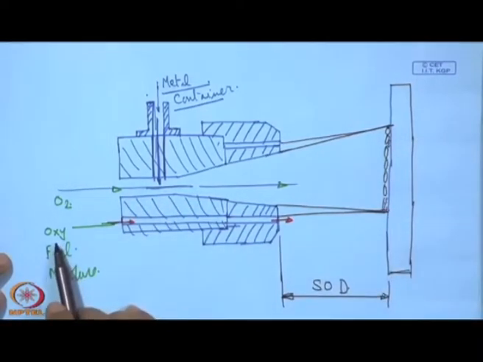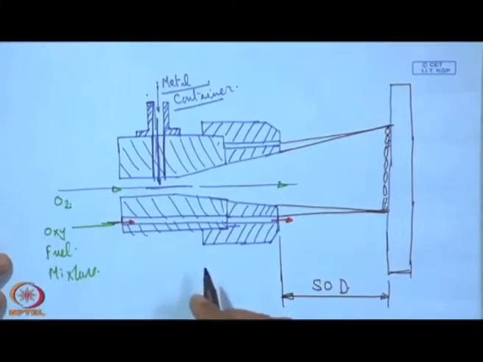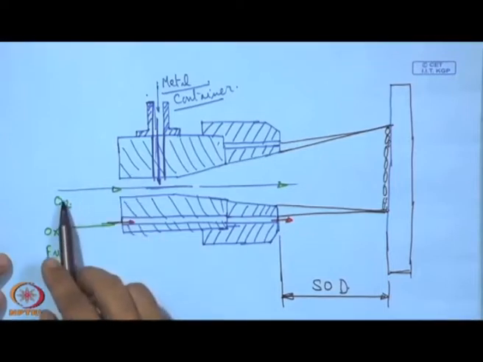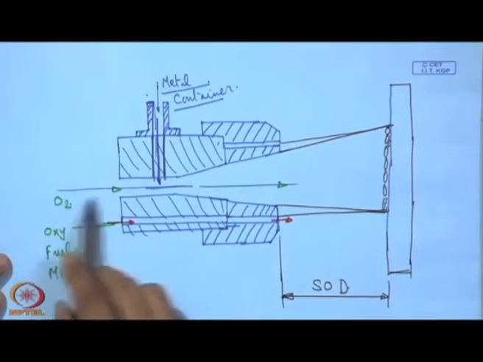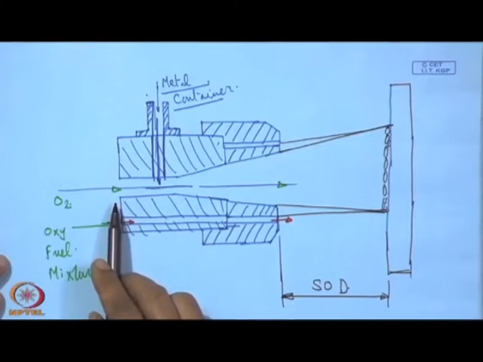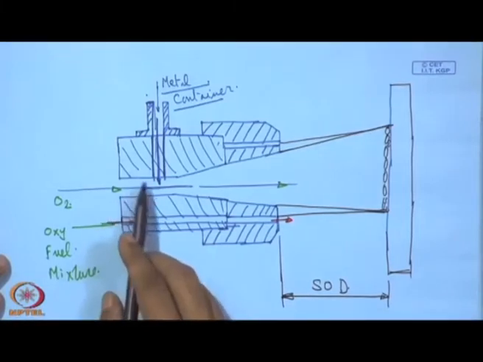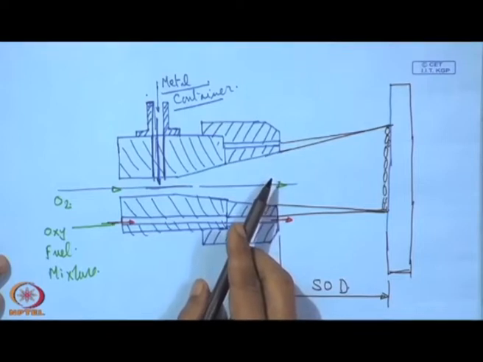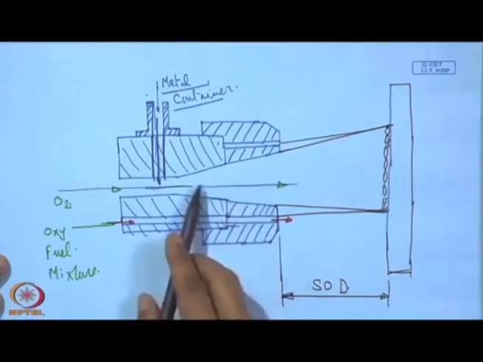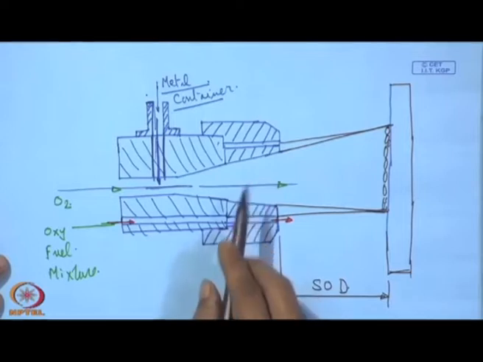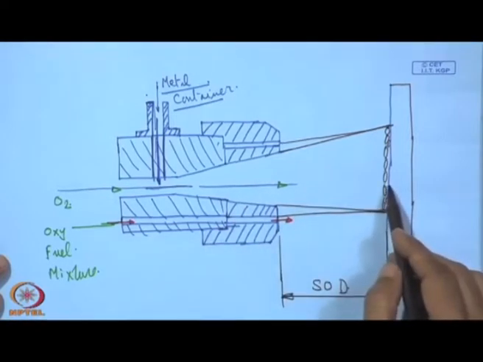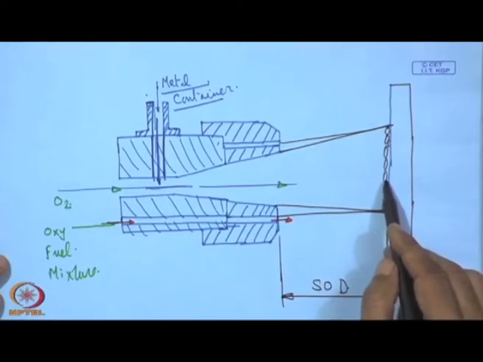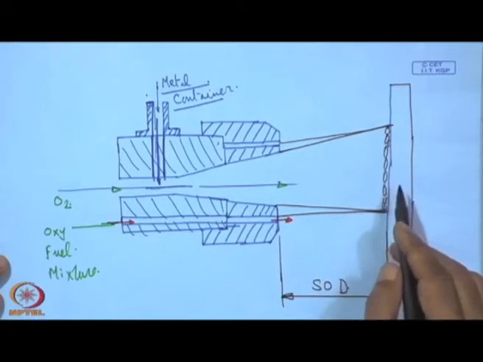That means the combustion of this oxy-fuel mixture generates heat, and the oxygen flowing through the central passage takes this powder to this zone, where it gets molten or semi-molten. With that stream velocity it is thrown and strikes this surface, where it becomes almost deformed. This is called splatting.